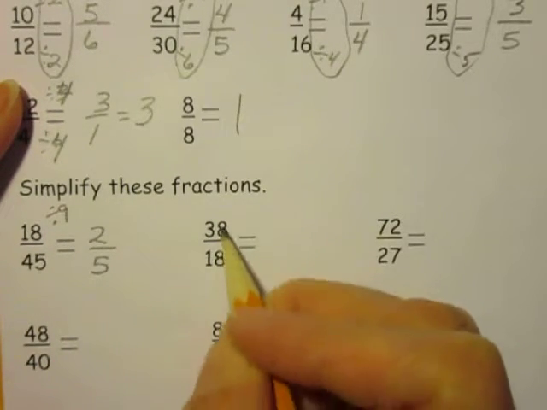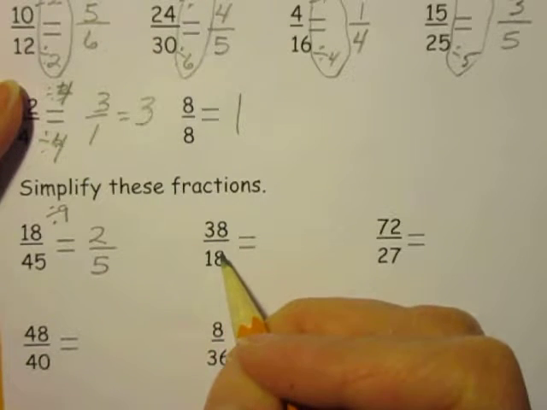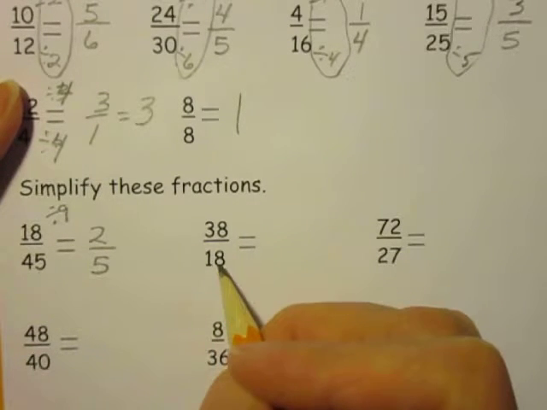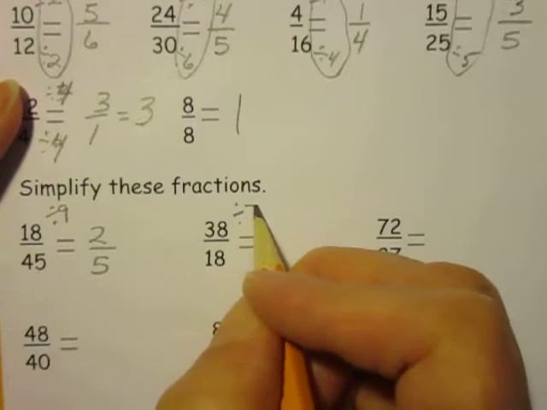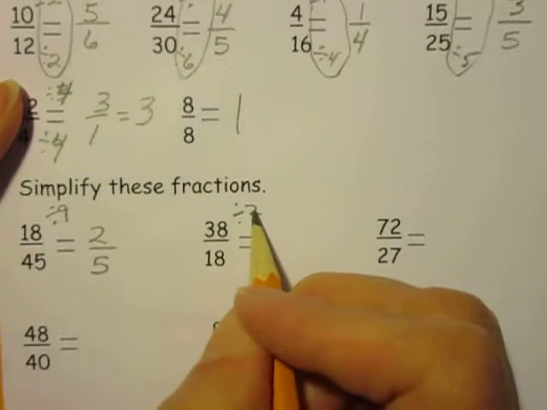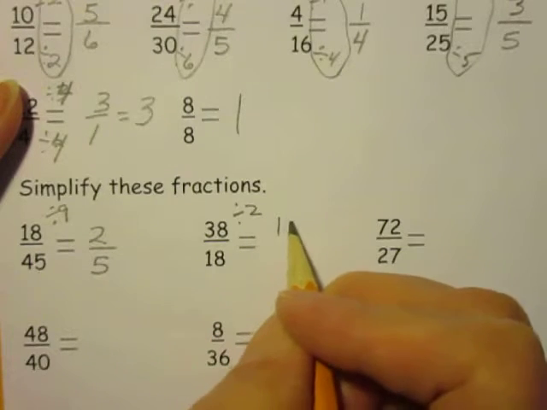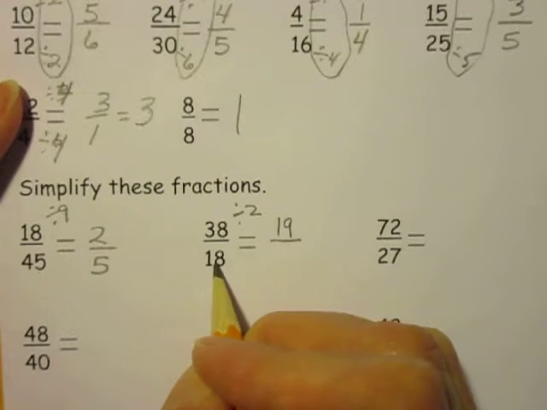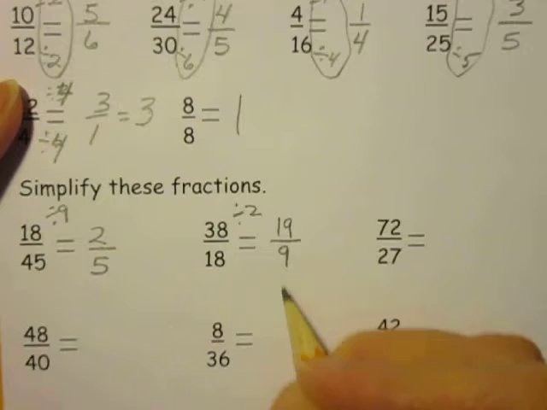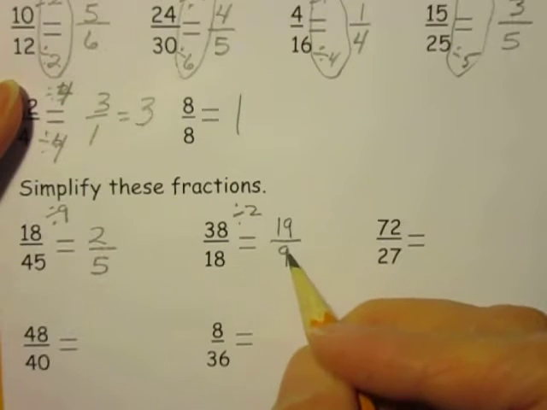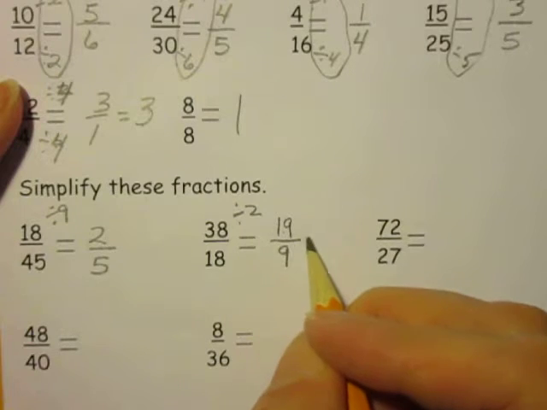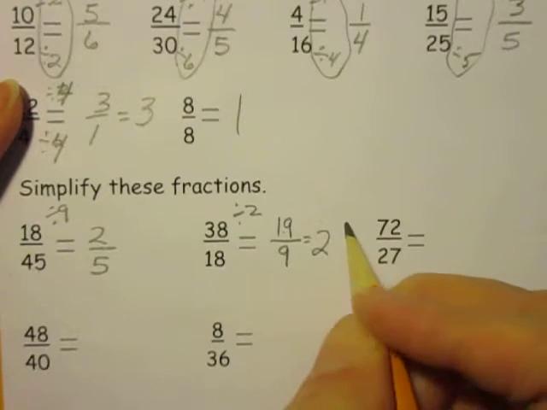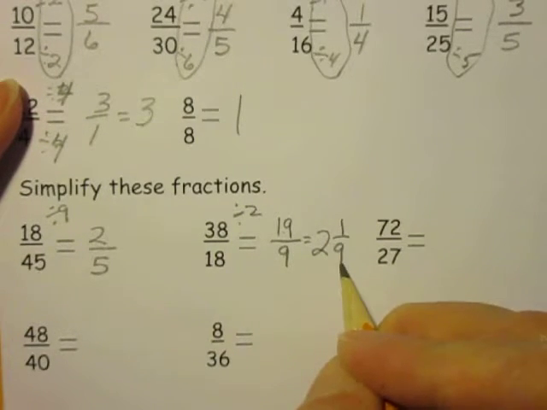Now in this one here, 38 is kind of a big number. I know 18 and 38 are both even, so I know I can divide them both by 2. So I'm going to go ahead and do that. 38 divided by 2 is 19. 18 divided by 2 is 9. And so now I'm looking at that going, whoa, this is also improper. So I can do that reduction. 9 goes into 19 2 times with 1/9 left over.